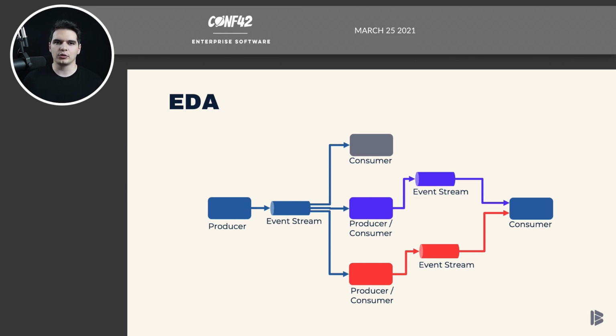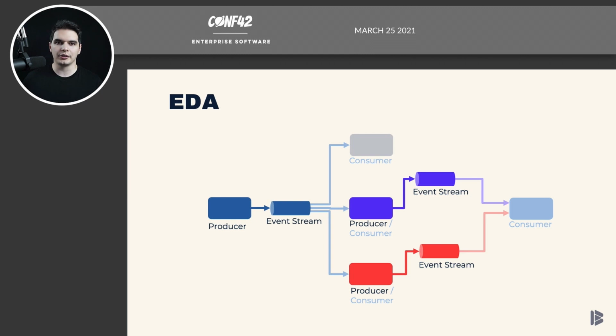We now have 2 types of applications: producers and consumers. Producers send data to an event stream, and consumers retrieve it from the same event stream. What's interesting is the fact that an application can be both a producer and a consumer at the same time, just like the purple and the red services. They consume data from the blue event stream and produce it into another.